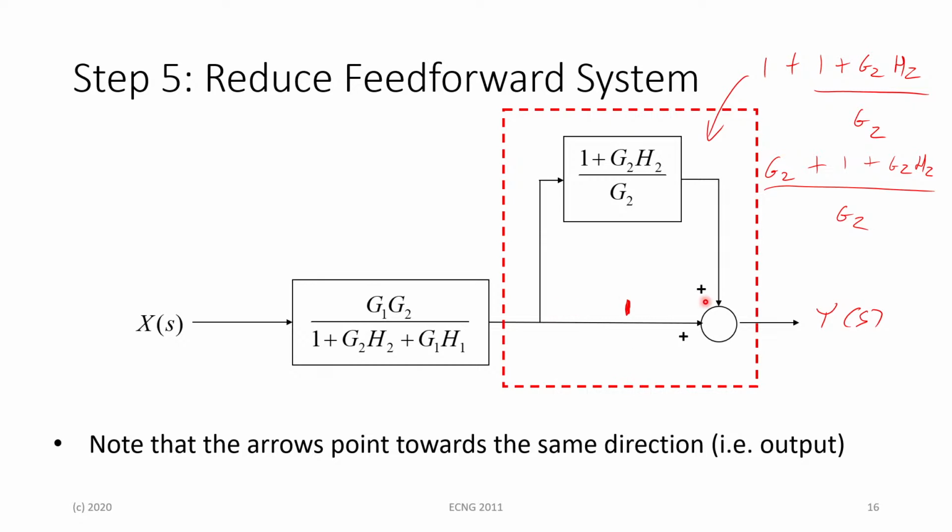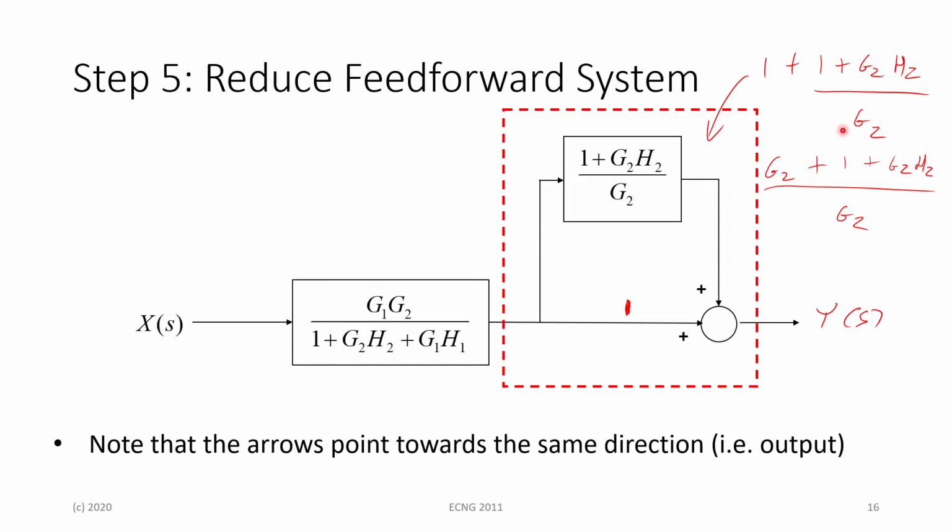And because it's feed forward, it's similar to our parallel interconnection that we saw in yesterday's lecture. So once we have a parallel interconnection, that means we just add the blocks accordingly in order to get to the output here. So for our feed forward system here, we say this line is a value of 1, so this is going to be 1 plus this block here, which is G2H2 divided by G2. So we get this 1 representing this line, and then we add it to G2H2 divided by G2.